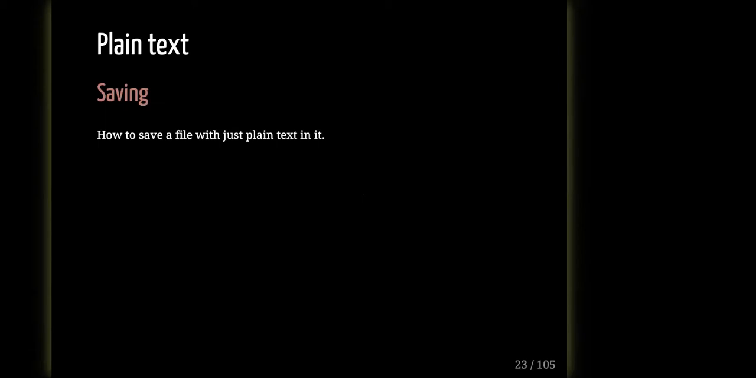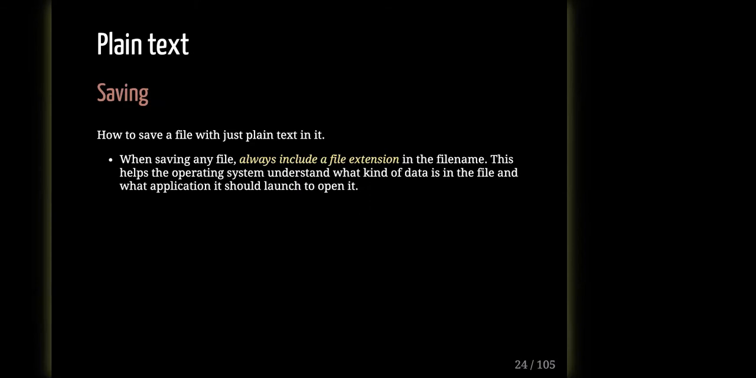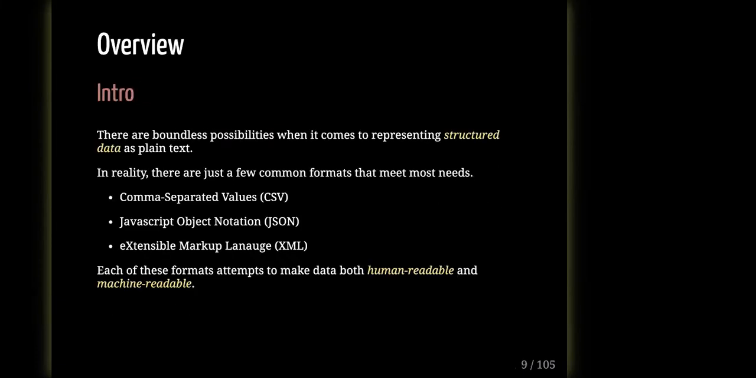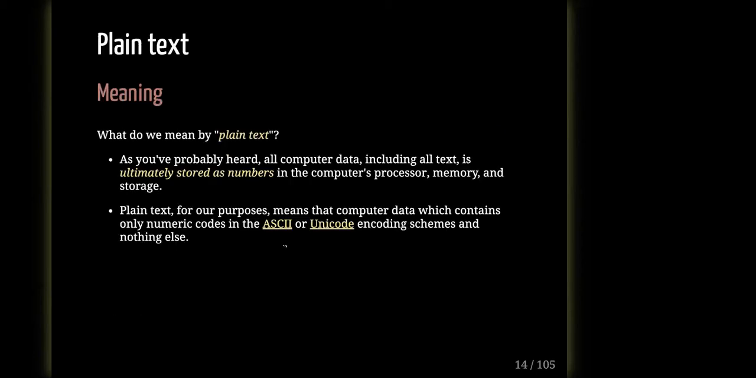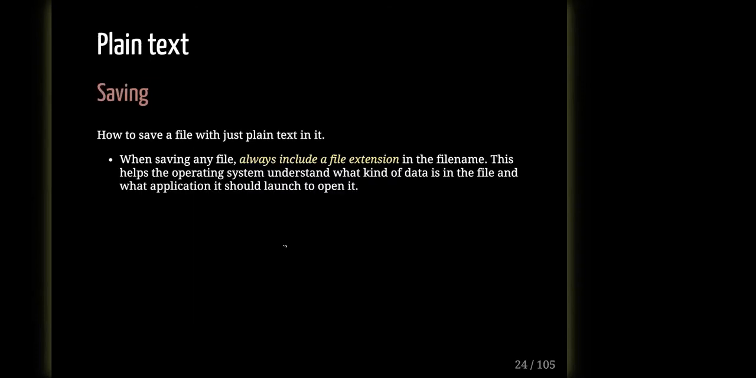So how do you save a file with just plain text in it? Well, you go File, Save, of course. But you always need to include a file extension. This helps the computer and the human looking at it understand what kind of data is in the file. So if we go back to the common formats that I mentioned, CSV, JSON, XML, these are the common formats that we'll take a little bit of a look at. Your files should always end in .csv, usually lowercase, or .json, lowercase, or .xml, lowercase. So that helps you and the computer understand which kind of file you're making.